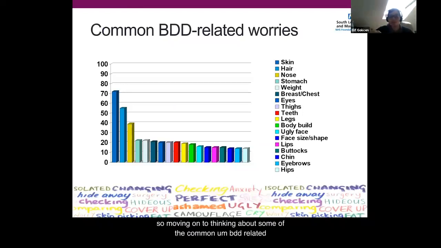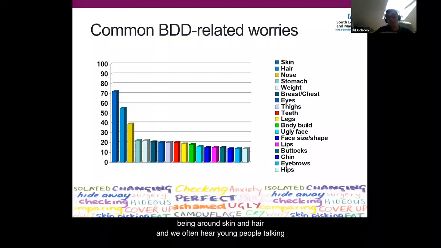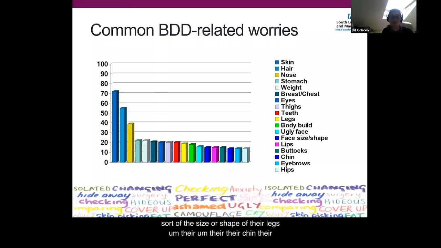So moving on to thinking about some of the common BDD related worries that we can hear about. You can see here that there's quite a large list, and quite a large range, going from some of the most common things being around skin and hair. And we often hear young people talking about concerns about their nose and parts of their body, for example, the size or shape of their legs, their chin, their eyebrows, hips. So it can be a huge range of concerns.